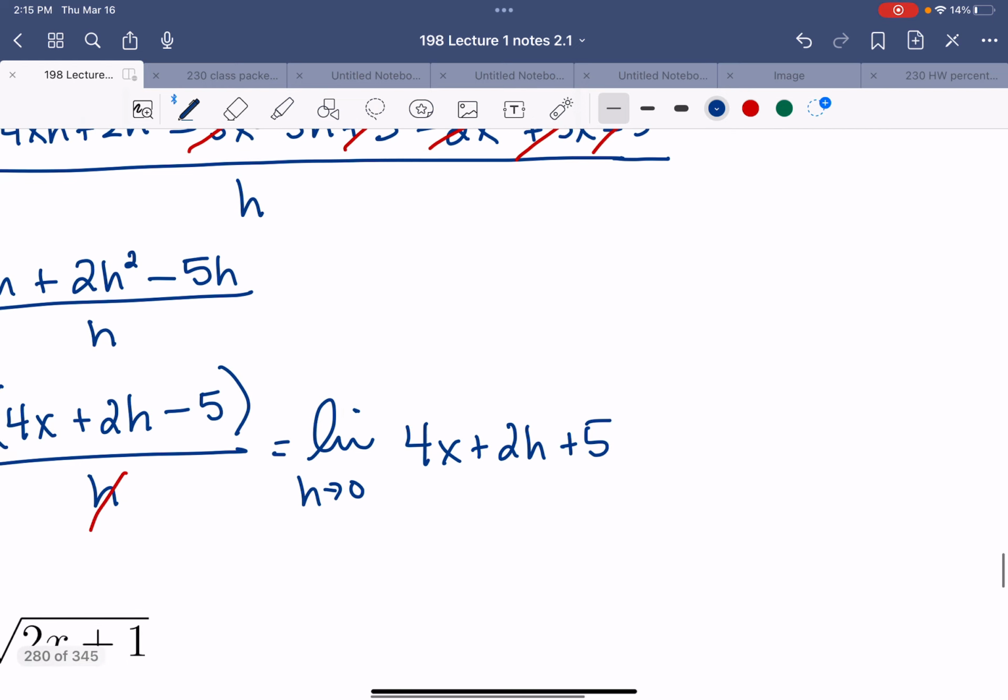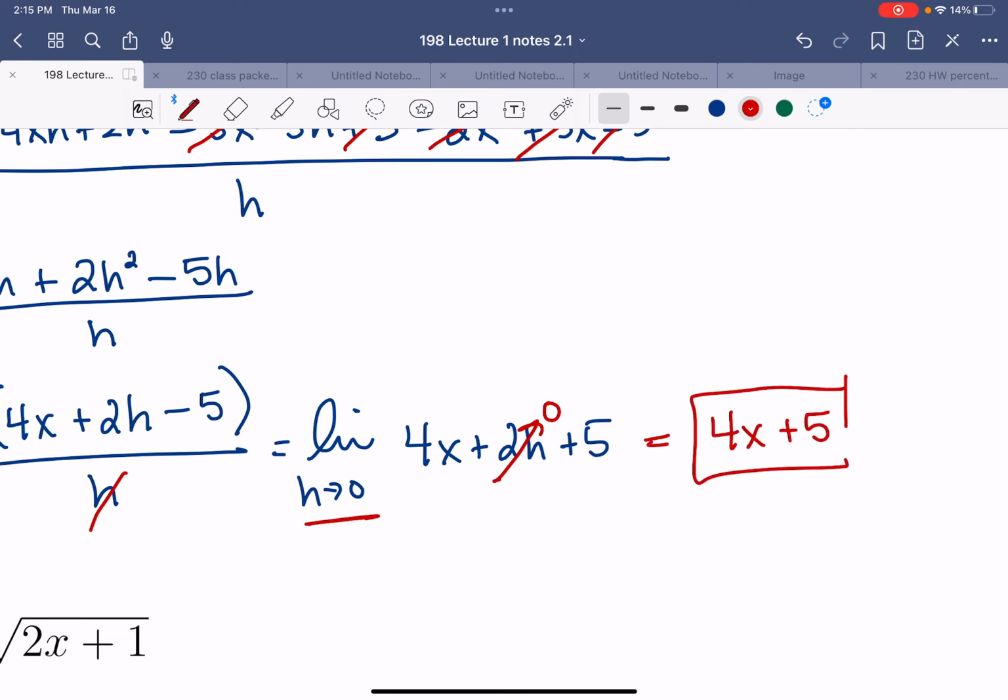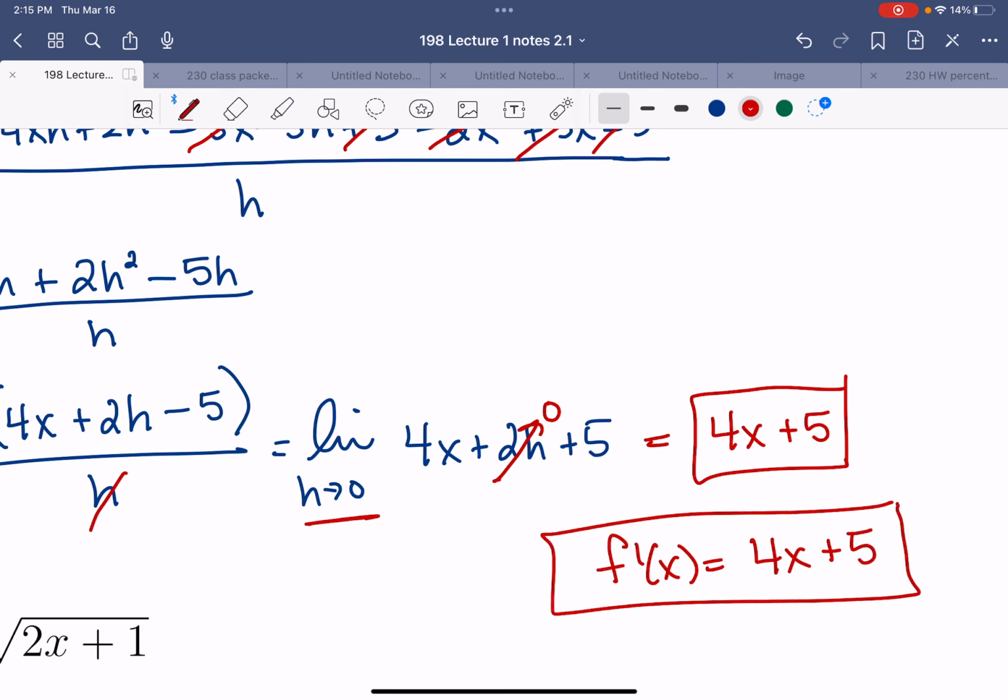Okay, now that I got rid of the h in the denominator, I'm going to go ahead and evaluate that limit. And evaluating my limit means I'm plugging in 0 for h. So my h goes to 0, and this turns out to be 4x minus 5. Right? Remember that when I'm using this formula, my derivative, f prime of x, should be a function, not a number like it was at the beginning.